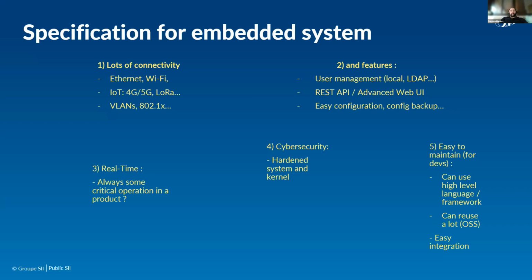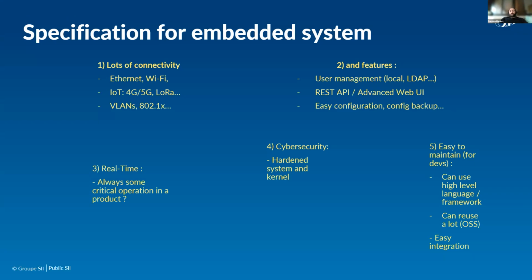For embedded systems, we want a lot of connectivity, for example. Basic systems with Ethernet or Wi-Fi or some IoT or some specific network norms, like 4G, 5G, and LoRa, VLANs. We also need a lot of features for our clients: user management, REST API to have an advanced web UI, and also easy configuration for users, backups, and so on.